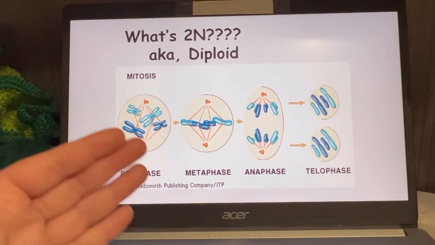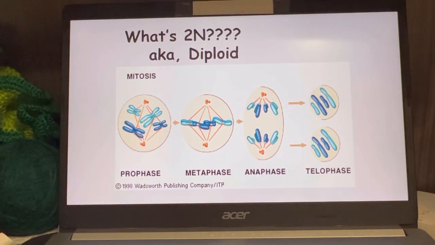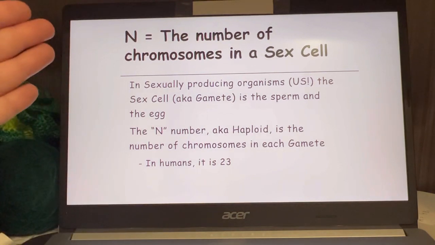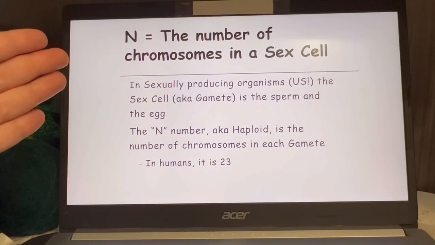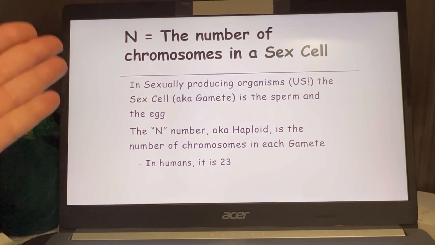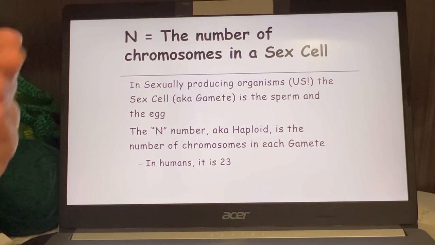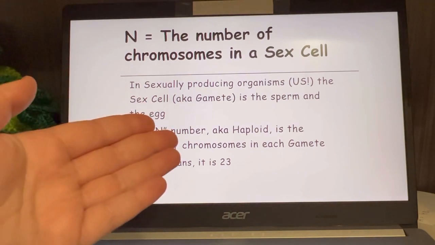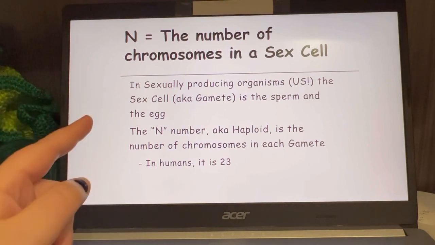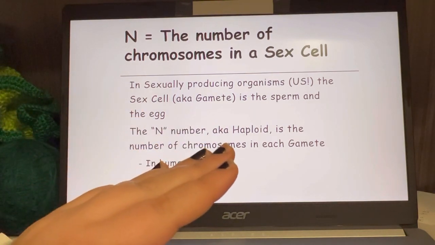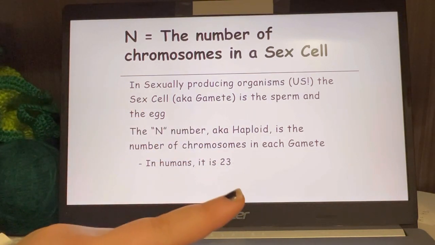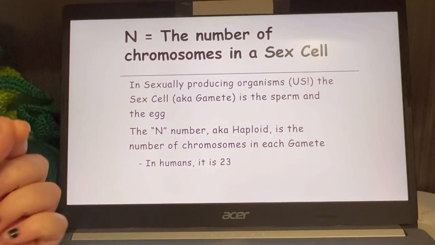Okay? That's 2N, also known as diploid. N equals the number of chromosomes in the sex cell. So in sexually reproducing organisms, such as us humans, the sex cells, also known as gametes, are the sperm and the egg. The N number, which is a haploid cell, is the number of chromosomes in each gamete. For us humans, it's 23.